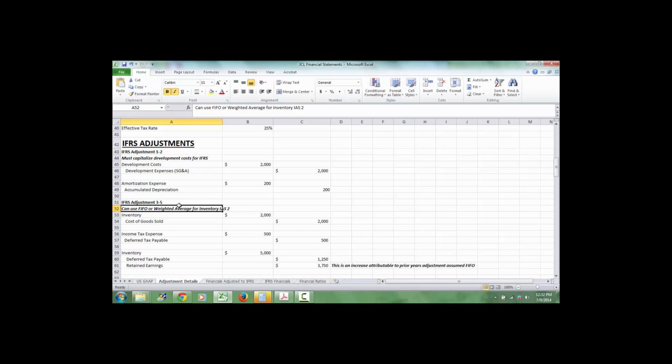Following along, if you read the problem for adjustments 3 through 5, you cannot use LIFO, I'm sorry, under IFRS. So IAS number 2 says that you must use FIFO or weighted average. So we're going to use FIFO. So we need to make an inventory adjustment of $2,000. So we're going to increase inventory and decrease cost of goods sold.